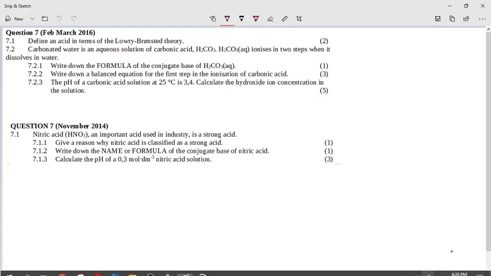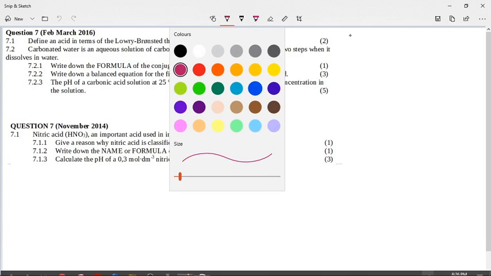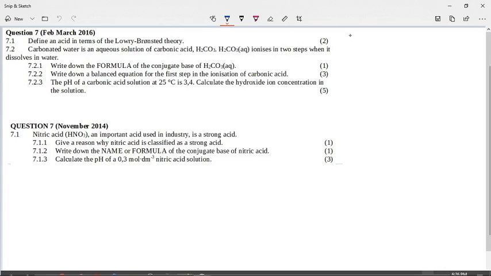Okay, let's have a look over here. Now here is one from February-March 2016. It says define an acid in terms of the Lowry-Bronsted theory. Well, it's a proton donor. So it says here, carbonated water is an aqueous solution of carbonic acid. H2CO3 ionizes in 2 steps when it dissolves. Write down the formula of the conjugate base.